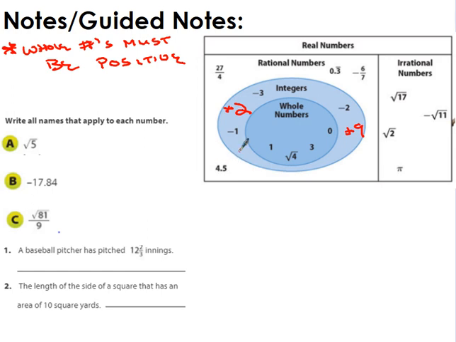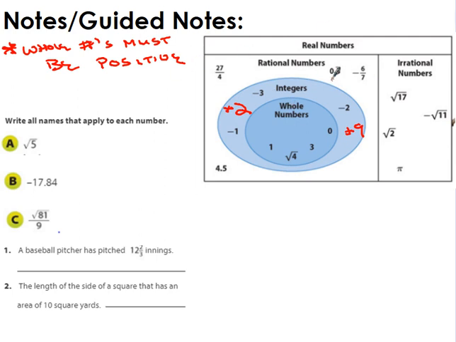All we're doing today is classifying these numbers. We're just saying, hey, is this number a whole number? Is it an integer? Is it just a rational number, or is it an irrational number? Whole numbers are positive counting numbers. Integers are positive and negative whole numbers. Rational numbers is everything else.